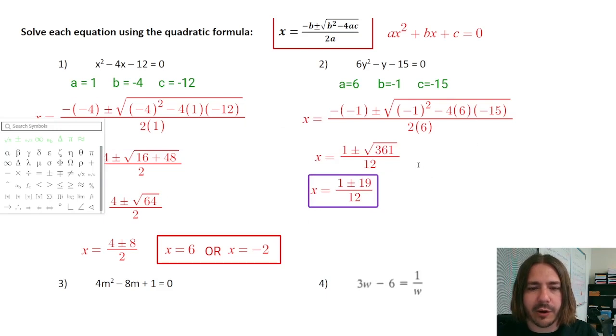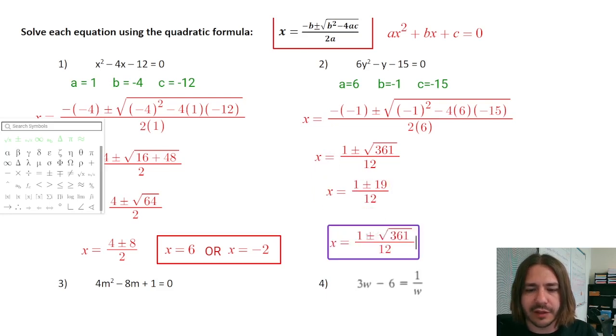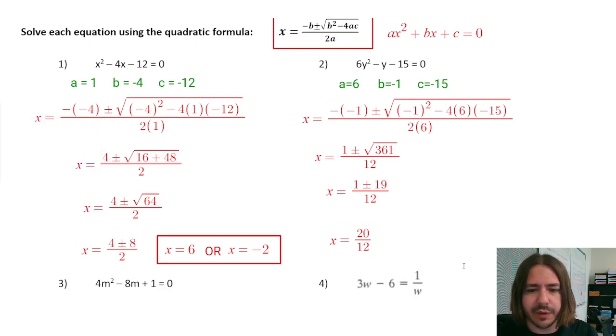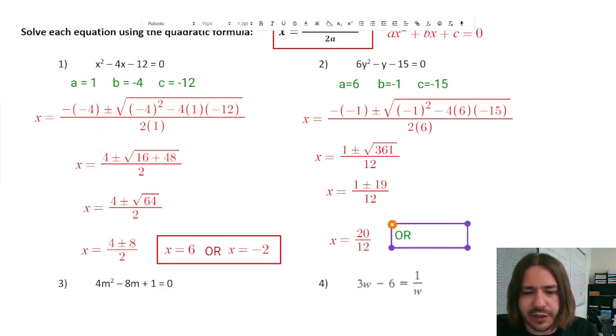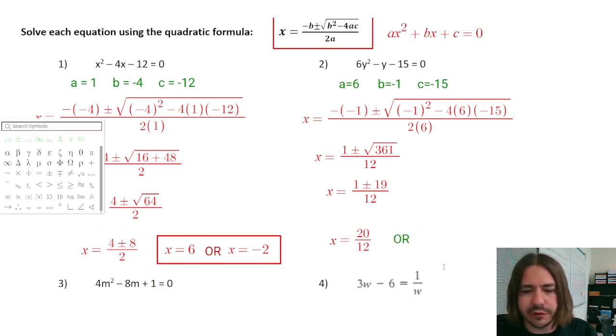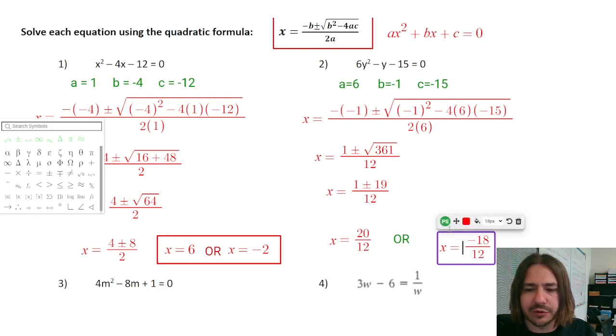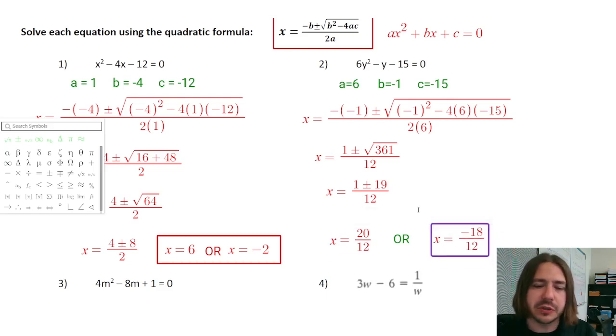Okay, so now we've got our 2 solutions ready to go. Really just want to simplify this. We have 1 plus 19, which is 20 over 12, right? And we'll come back and simplify that in a minute. Then our second solution is going to be 1 minus 19 over 12. 1 minus 19 is going to be negative 18 all over 12. Now, you could definitely simplify both of these, and I'll do that now. But these are going to be your 2 solutions.